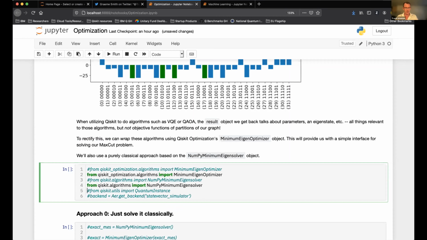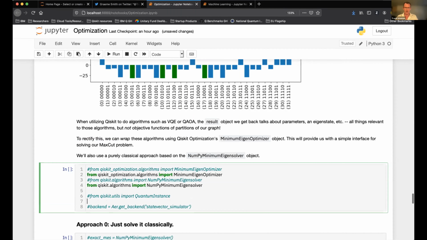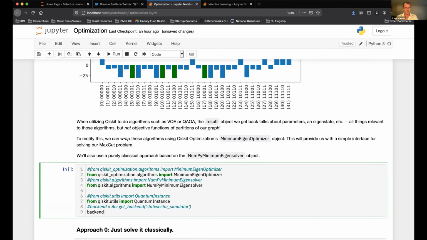Now we get to one import, which I think is somewhat more of a historical artifact, and we're working on figuring out what to do about this. This QuantumInstance is a way of encapsulating the notion of talking to a backend, or even a simulator for that matter. And then we're also going to need some backend to run this on. As I said, we're going to use just a simulator backend that ships locally with Qiskit.